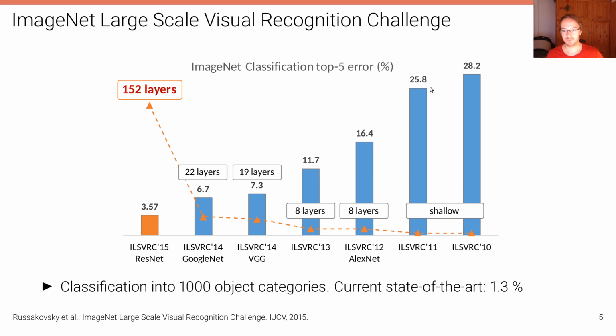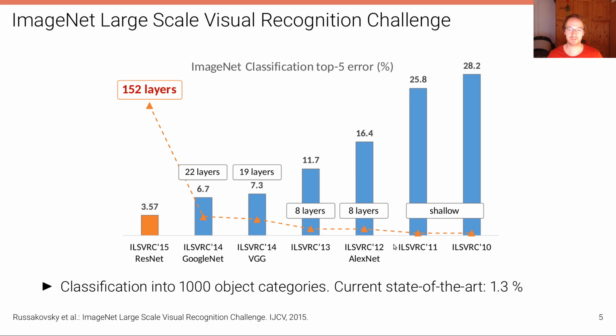So here on the right, you can see two of the traditional shallow techniques where performance plateaued for several years at around 26, 28. But then in 2012, with AlexNet, the first deep neural network that was applicable to this challenging, at that time, challenging task, performance dropped significantly from 26 to 16 using an 8-layer neural network. And then over time, the error rate dropped further and further until today we have a state-of-the-art of 1.3% error rate, which is well beyond human level performance on this task, that is around 5%.